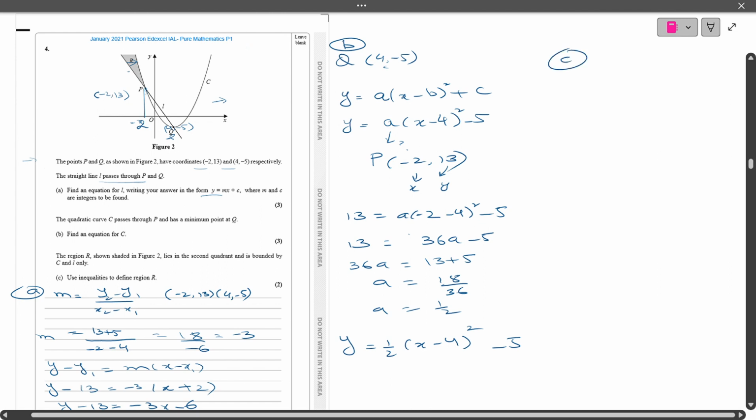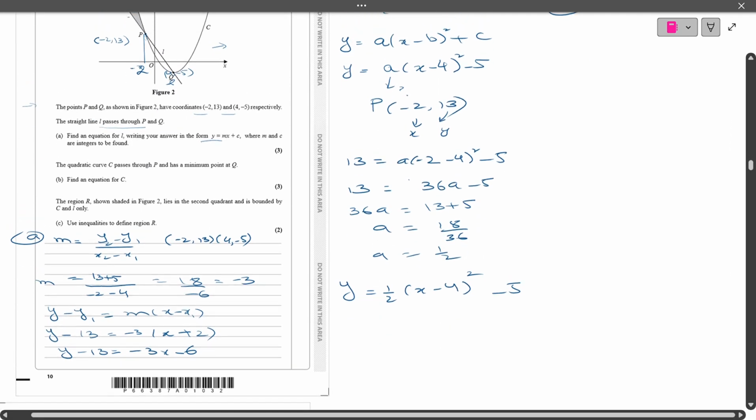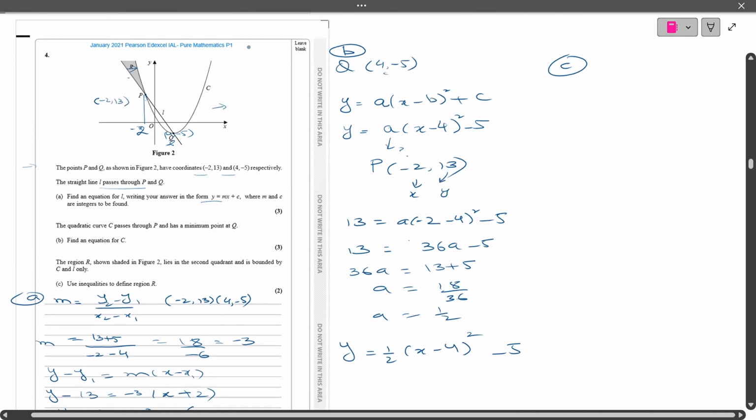So for the C part of this question, the equation of the straight line is y equals -3x plus 7. The shaded region is above the line, so y is greater than or equal to -3x plus 7. And below the curve, so y is less than or equal to 1 over 2 times x minus 4 whole squared minus 5. And x is -2 here, and the region is shaded to the left of it, so x is less than or equal to -2.